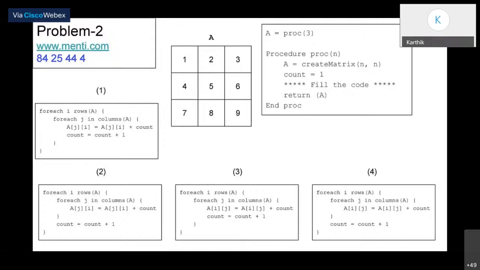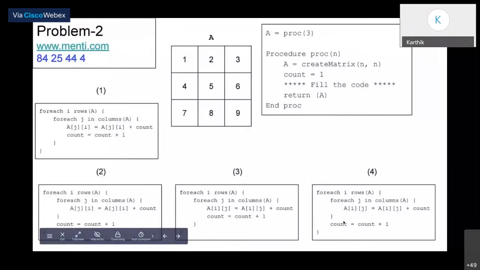Yeah, no issue. So see, Chandrasekhar, the question is you are supposed to execute that particular pseudocode and get this matrix A as output. Which of these four options, if you plug into this blank space here, will give you this matrix as output? As a hint, for the initial state of the matrix, you have to look at the first line of the procedure.